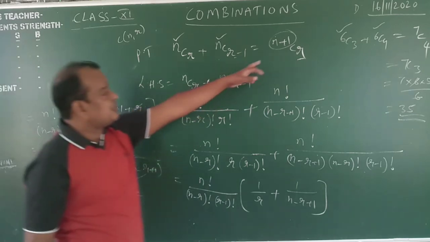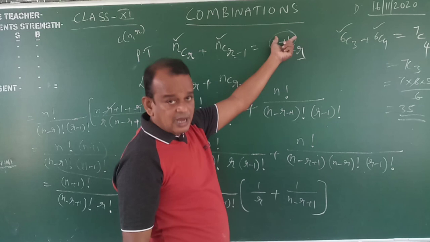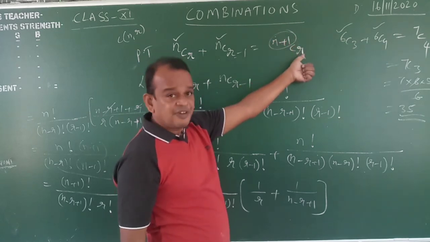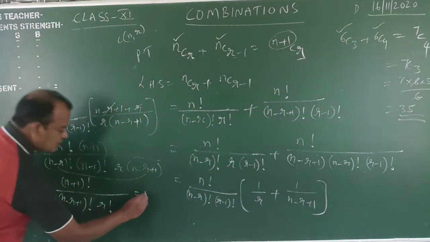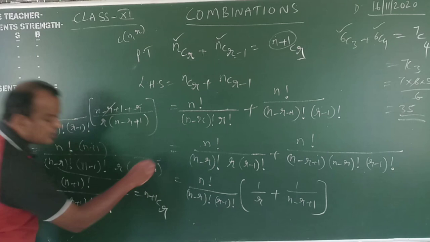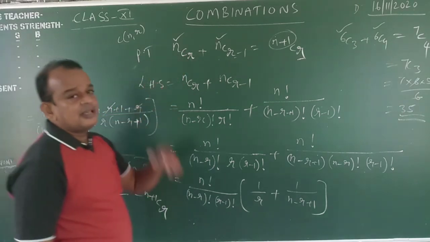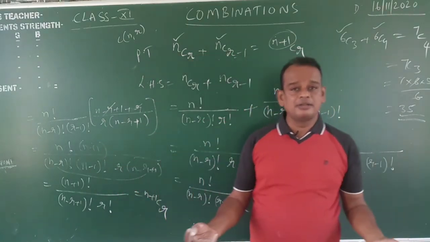Now this is n plus 1 Cr. What is the formula of nCr? n factorial by n minus r factorial into r factorial. With n plus 1, it is n plus 1 factorial by n plus 1 minus r factorial into r factorial. This is the same, that is equal to n plus 1 Cr. So nCr plus nCr minus 1 is equal to n plus 1 Cr.